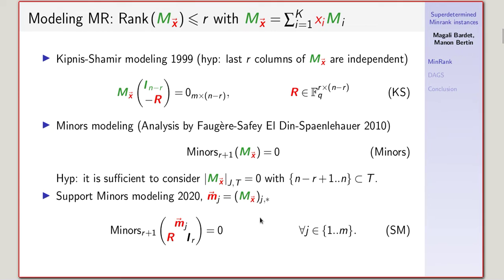The last modeling has been recently presented at Asiacrypt 20. It is called the support minors modeling. If you take the Kipnis-Shamir equations, it means that each row of M is orthogonal to some code that is generated by this matrix. So each row of M belongs to the dual code of this code, and the dual code is exactly this one. So each row of M belongs to this code, which means that all the minors here, the maximal minors of this matrix, are zero. The equations also depend on two sets of variables, the entries of M that depend on x and the entries of this matrix. But now they have degree r in the R entries.